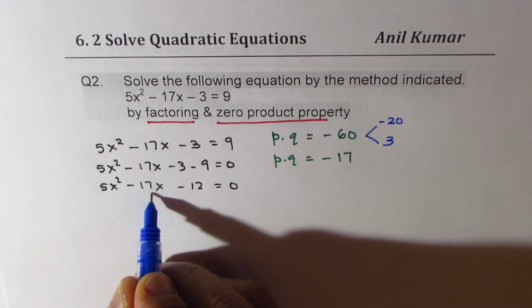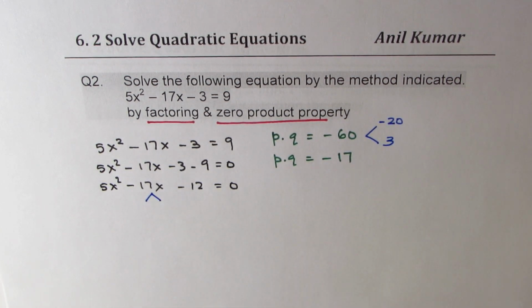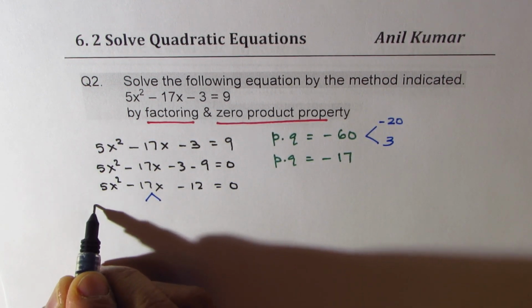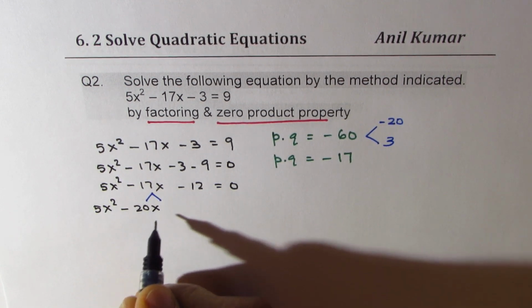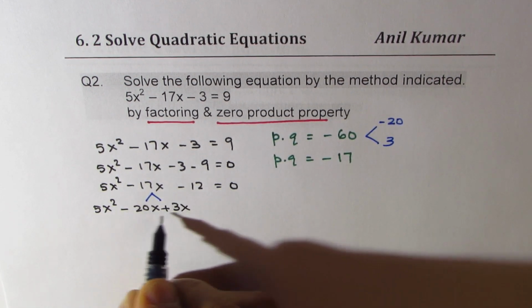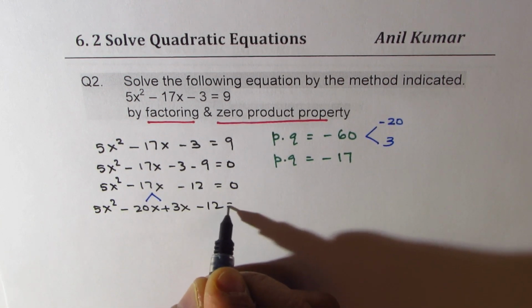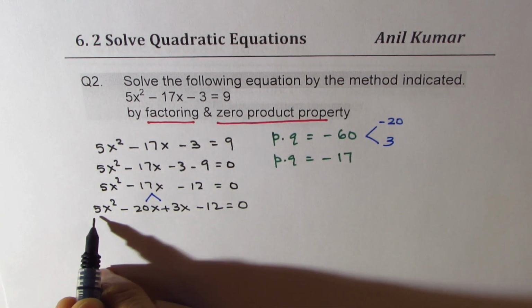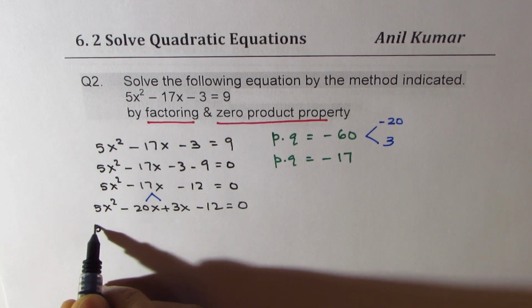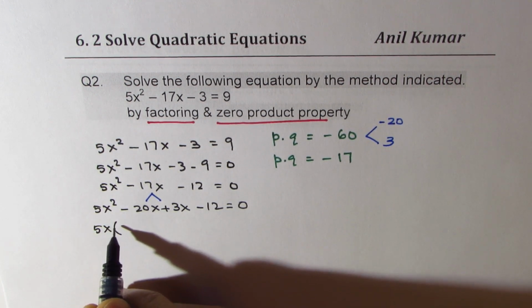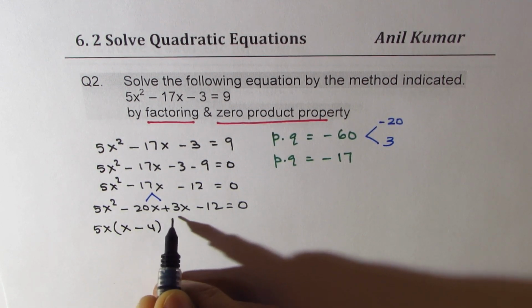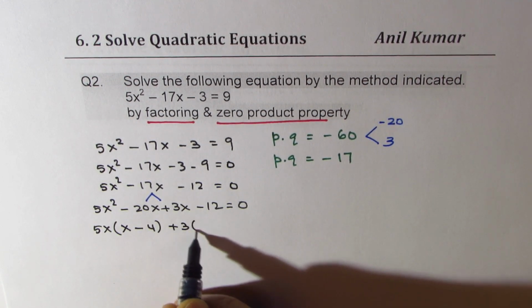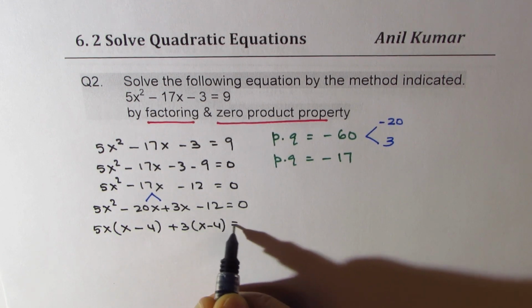So we'll split this 17 into these two numbers and then rewrite our equation. So we get here 5x squared minus 20x plus 3x. So that is 17 minus 12 equals to 0. You can factor 5x from the first two terms. So we get 5x brackets. You are left with x here minus 4. And here you could factor 3. You get again x minus 4 in the bracket.